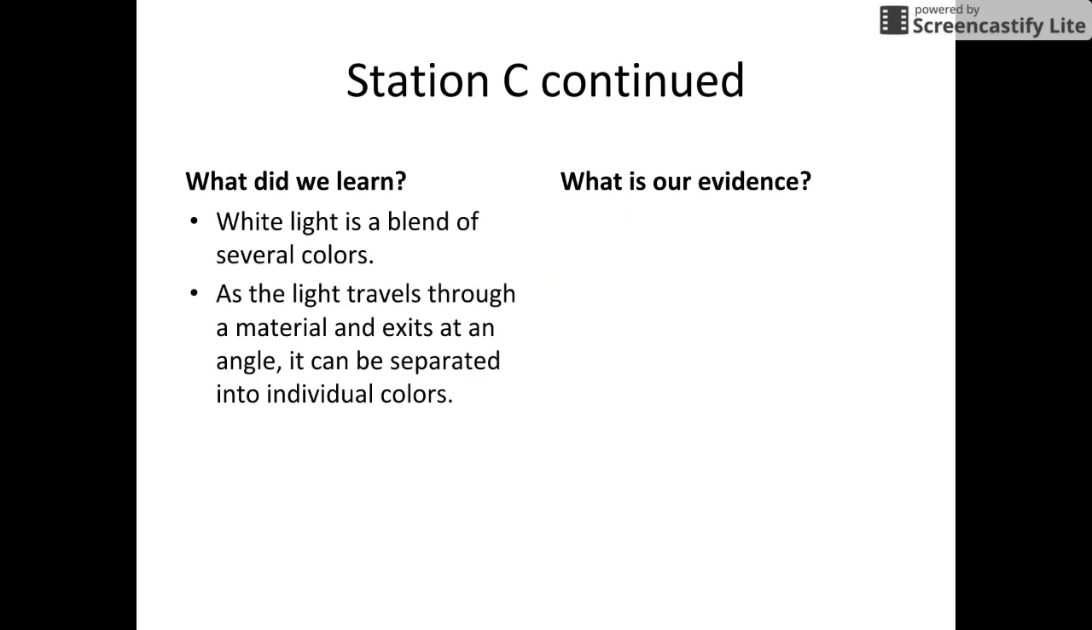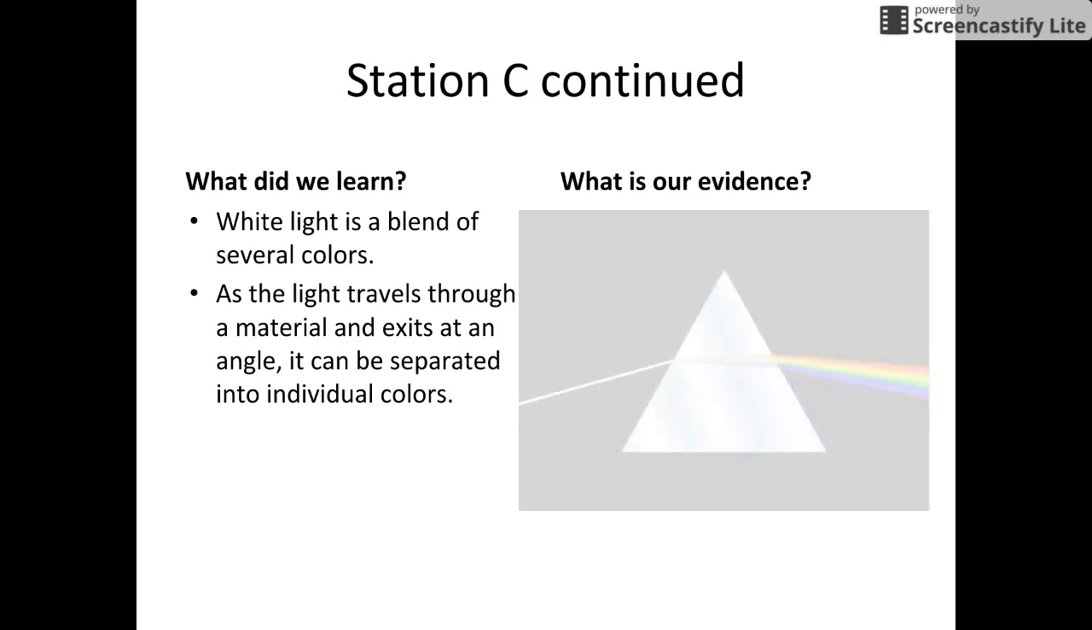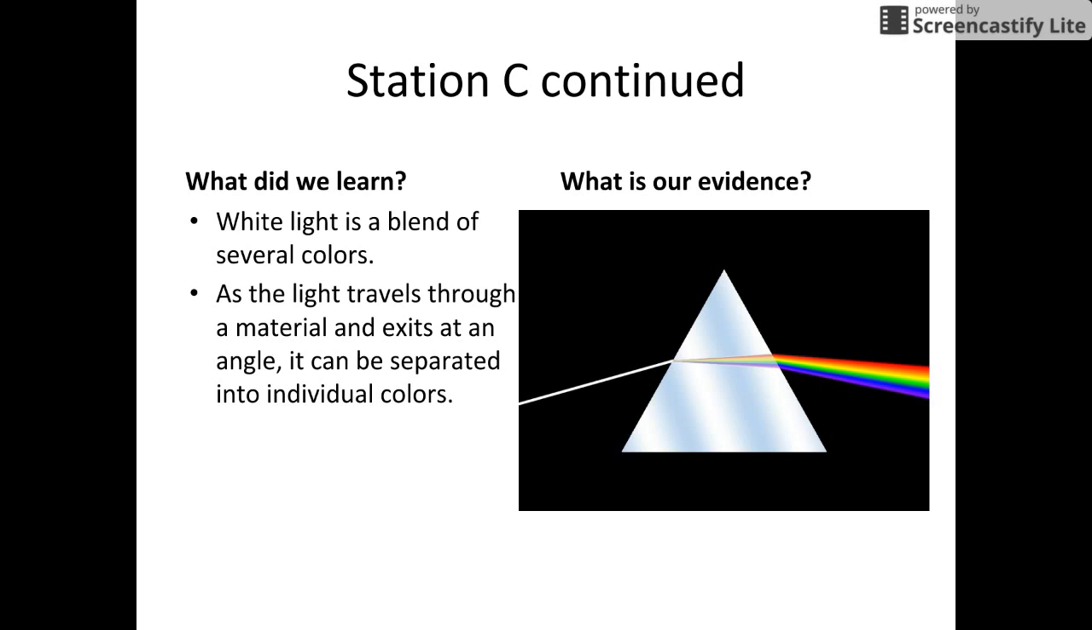The other thing we learned at Station C was that white light is a blend of several colors. And we made this happen by refraction. As the white light enters our prism, it bends at one surface. As that light moves through the prism, it starts to separate into the individual colors that make up white light.